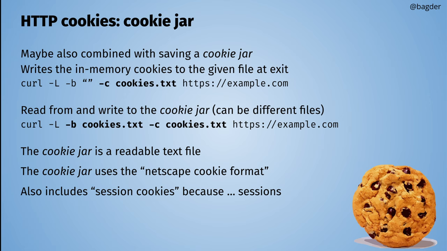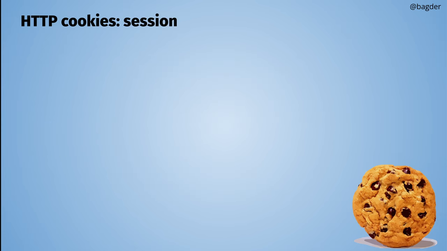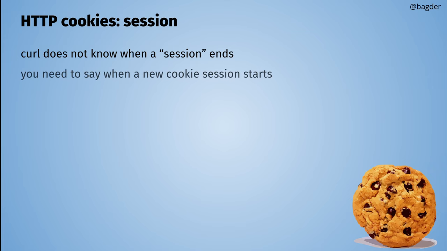And as I mentioned, there are sessions. Some cookies are stored for a session. They don't have any specific expiration date; they live for a session. So you have to tell curl when the session ends. In curl, you don't actually tell when the session ends, you tell when there's a new session. So we have this option called dash dash junk session cookies.